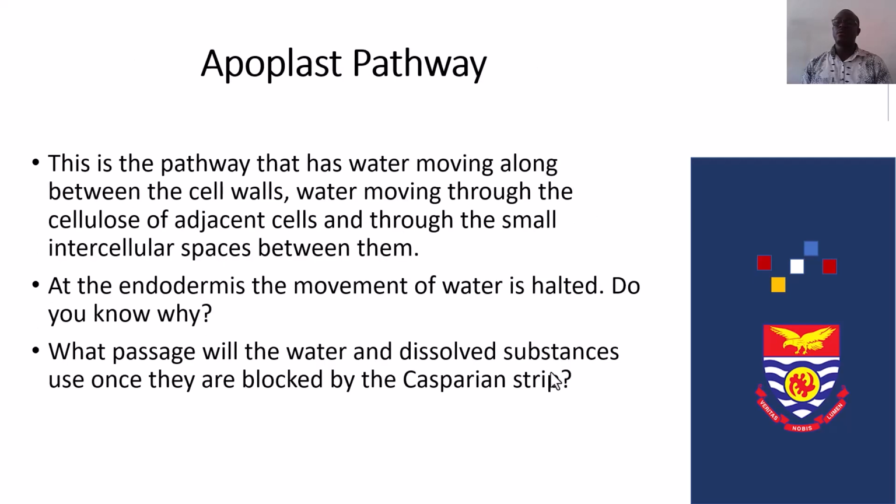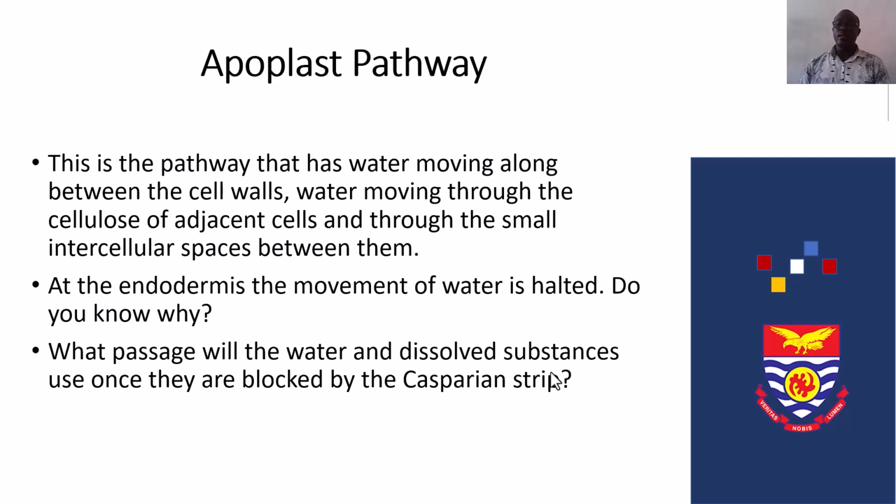vacuolar pathway. Now the apoplast pathway. This is the pathway that has water moving along between the cell walls, water moving through the cellulose of adjacent cells and through small intercellular spaces between them. At the endodermis, the movement of water is halted.